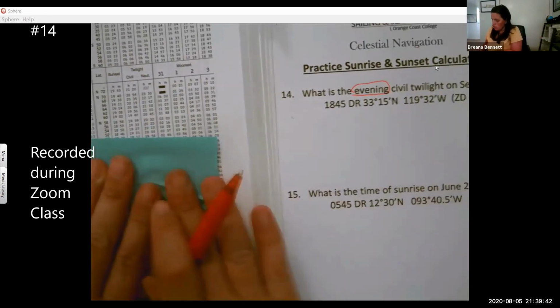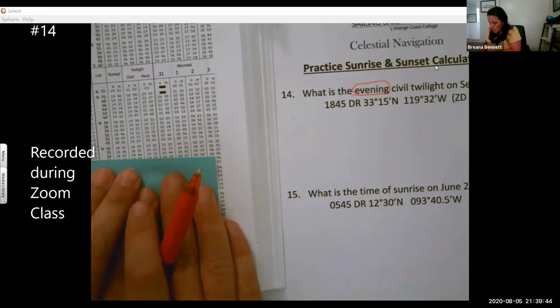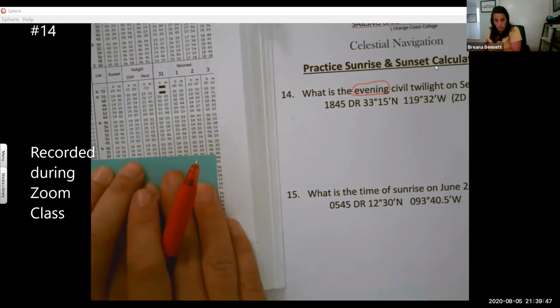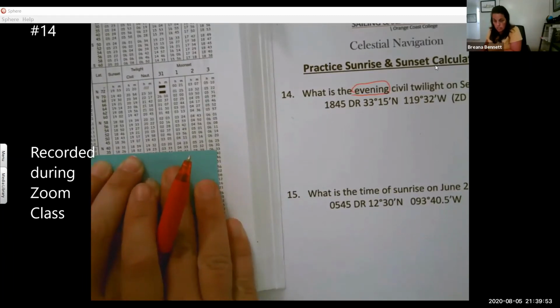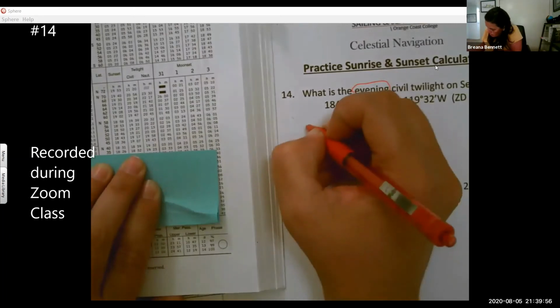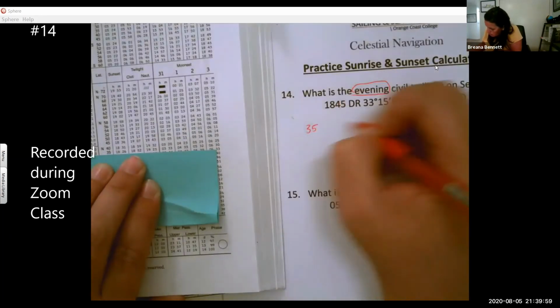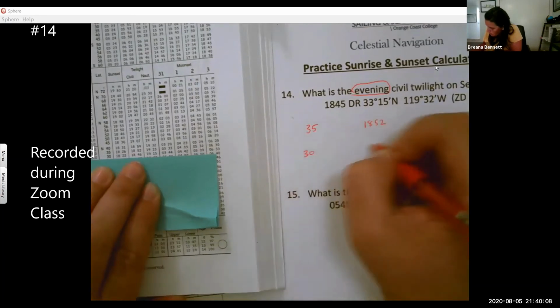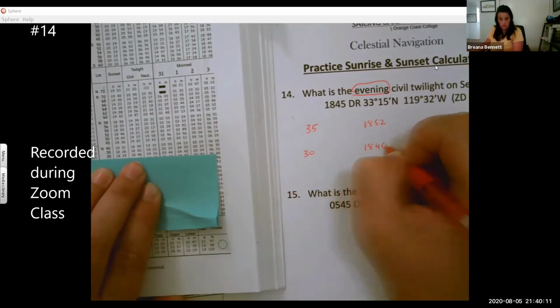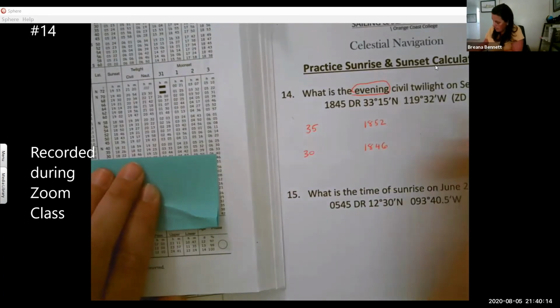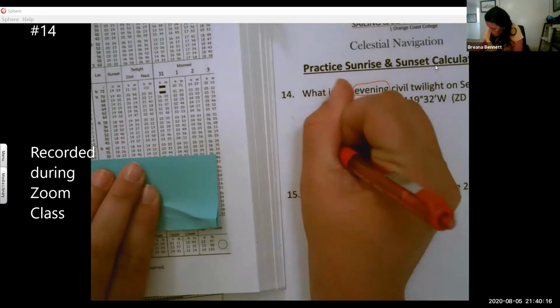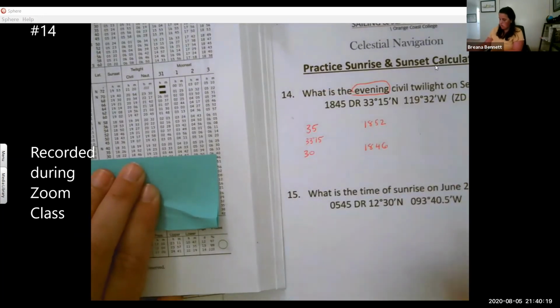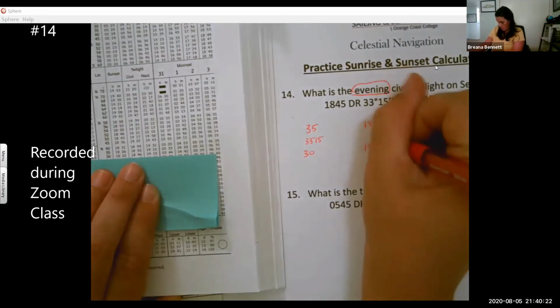There it is. So at 30 degrees north, my civil twilight is 1846. And then at 35, it's 1852. So I'm going to write 35 degrees north, it was 1852. And at 30 degrees north, it was 1846. I am at 33:15. What is my time?